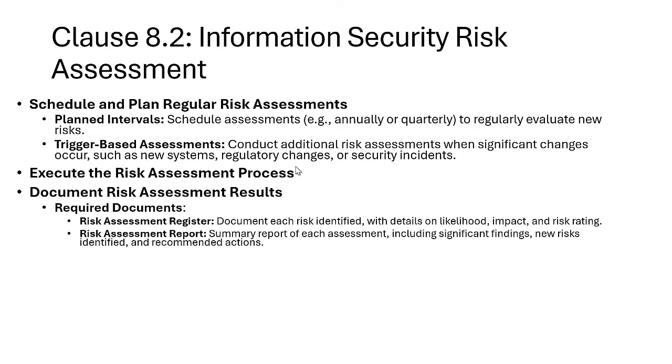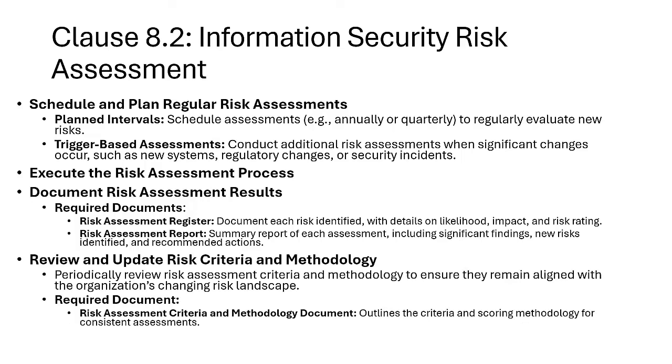And then we execute the risk assessment process, and we maintain some documents like the risk register. You can see we have risk assessment reports that we need to document. Along with that, we also have a process to review and update the risk criteria, and for that we have one document called the risk assessment criteria and methodology document.